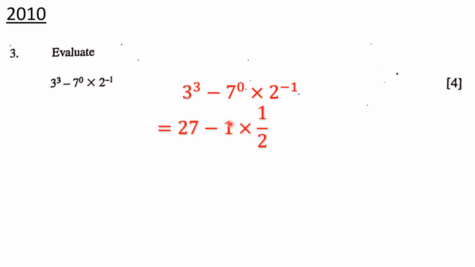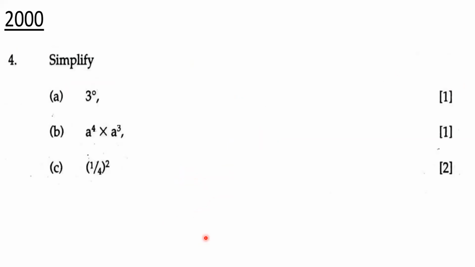What we can do is multiply first. We multiply 1 by 1 over 2, and that's going to be 1 over 2 here. And we can subtract 27 minus a half. It's going to be 26 and a half. Okay, let's move on to this one.